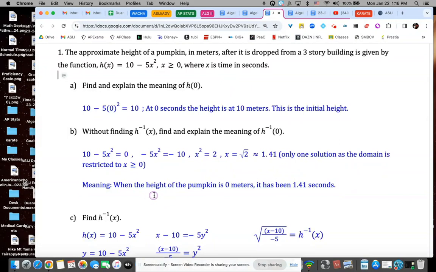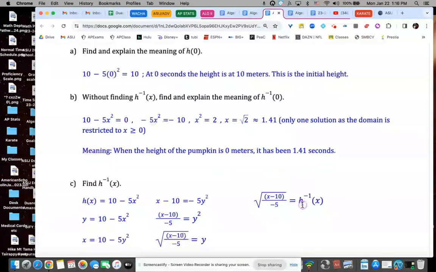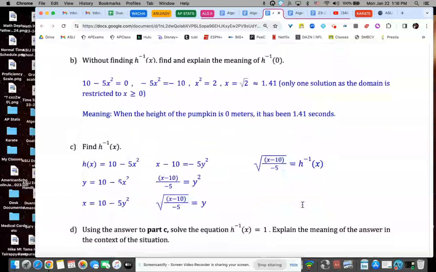Okay, so they say it in words: when the height of the pumpkin is at 0 meters, it has been 1.41 seconds. So that's basically when it hits the ground, right? It took 1.41 seconds to get there.